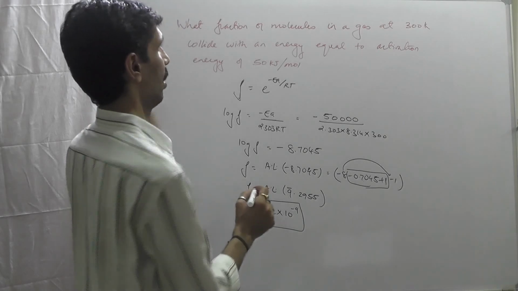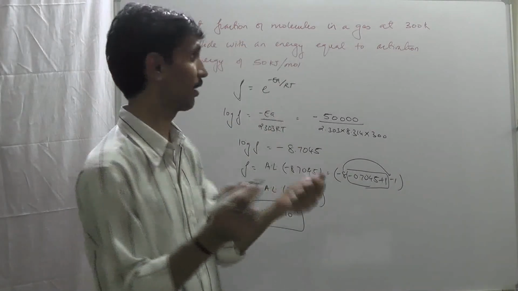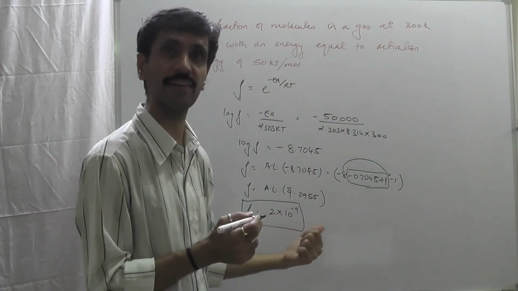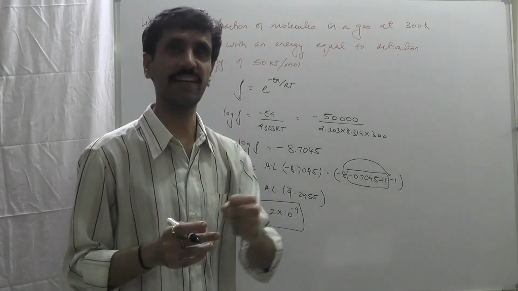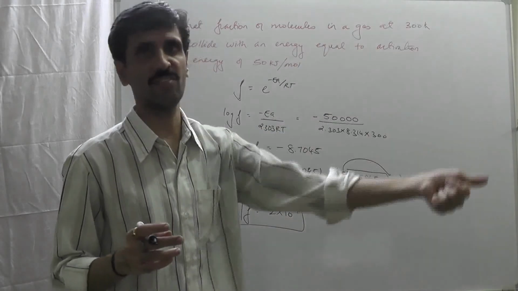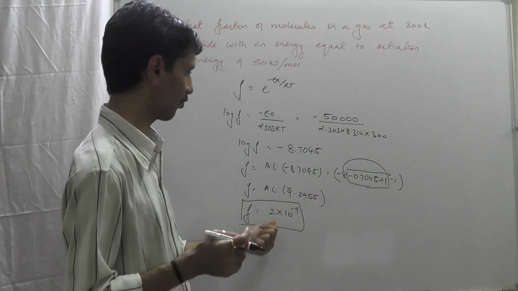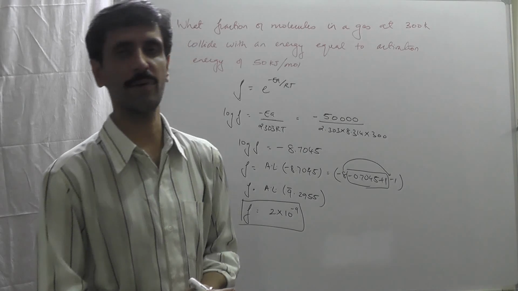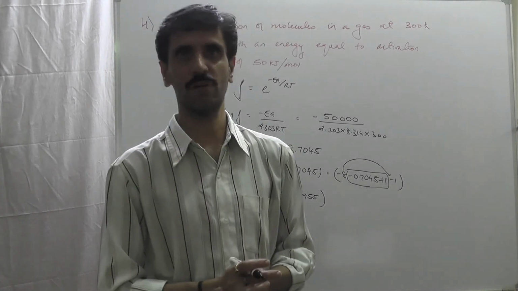So the fraction of the molecules which are going to have an energy equal to this, these are all going to result in what? Yes, successive collisions, and it is going to make sure that the reactants are getting converted into what? Yes, products, and thereby the reaction takes place. So that is how much? 2 into 10 raised to minus of 9. Okay, this is the fraction of the molecules which are responsible to make sure that the collisions are effective collisions.